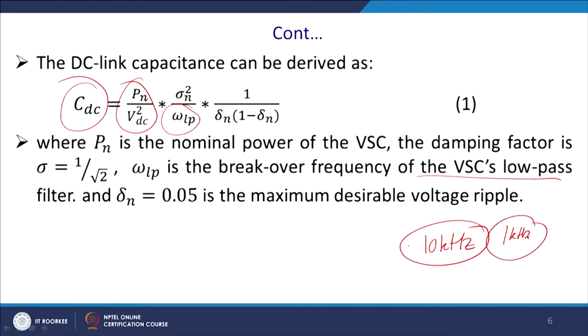And generally there is a damping factor. So, the damping factor is 1 by root 2, and this delta n is the maximum desirable ripple. So, what is the amount of ripple you can consider? If it is 2%, then this value will be 0.02, if it is 5%, this will be 0.05 and so on. Accordingly, size will increase or decrease. So, these are the expressions of the capacitor that you require.